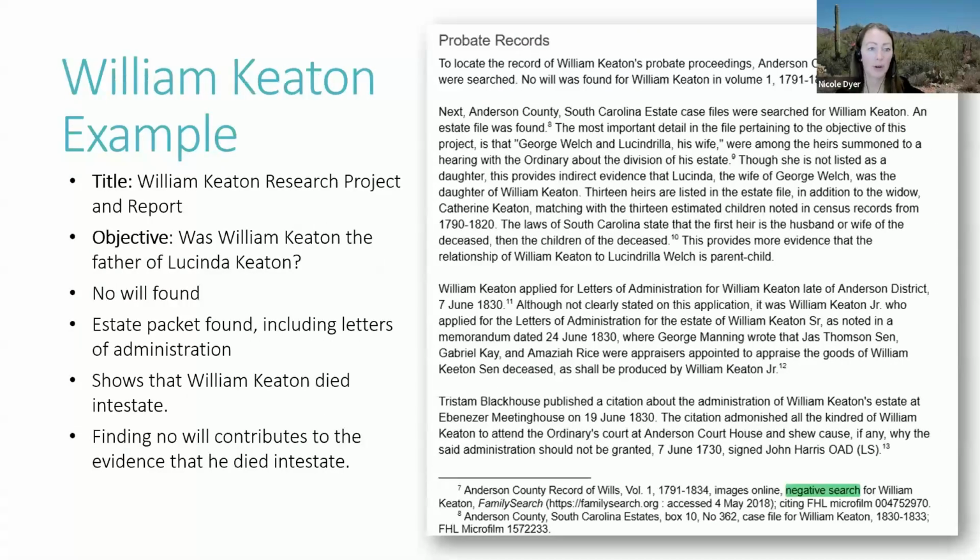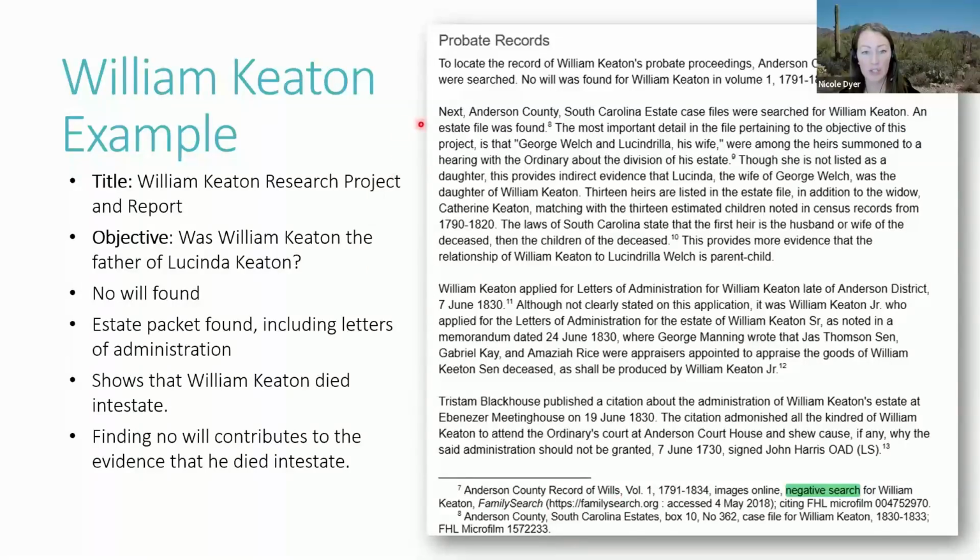In the William Keaton report, the objective was to find the father of Lucinda Keaton, and William Keaton was the hypothesized father. And so this one is about searching for his will. The first thing that I did, and this was in my research plan, was to search for the will of William Keaton in the Anderson County Will Book, Volume 1, that covered the time when he died, about 1830. He wasn't found in that will book, and footnote 7 shows a negative search for William Keaton in the Anderson County Record of Wills, Volume 1.